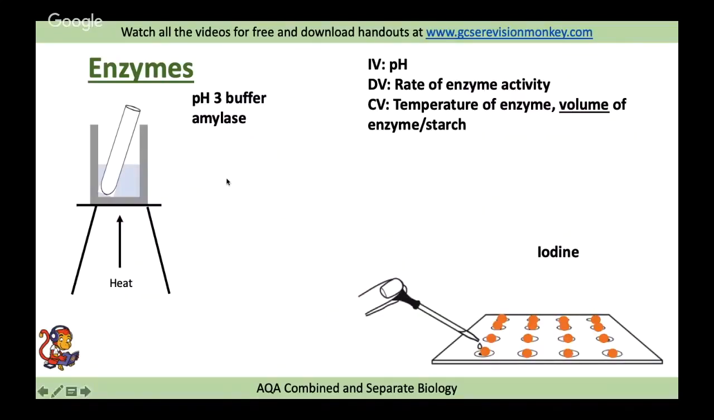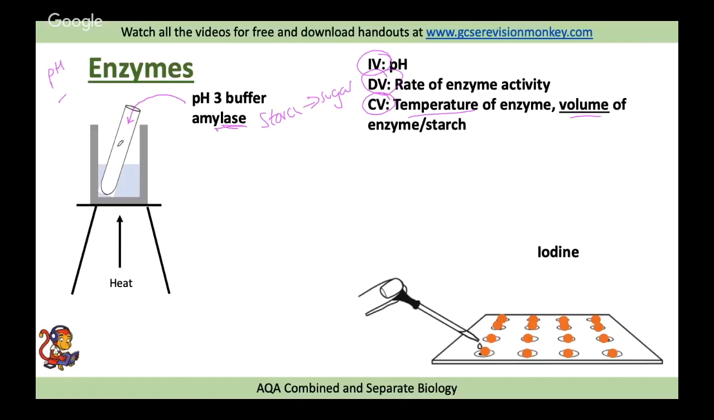This practical focuses on amylase. Amylase is an enzyme that breaks down starch into sugar. So we start off by putting a certain pH in, because this time we're going to look at how pH affects enzyme activity. So the independent variable we're using is pH. We could use a range of buffers like pH 3, pH 5, pH 8, etc. We're going to measure the rate of enzyme activity, and we're going to control temperature and the volume of enzyme or starch that you're using, etc.